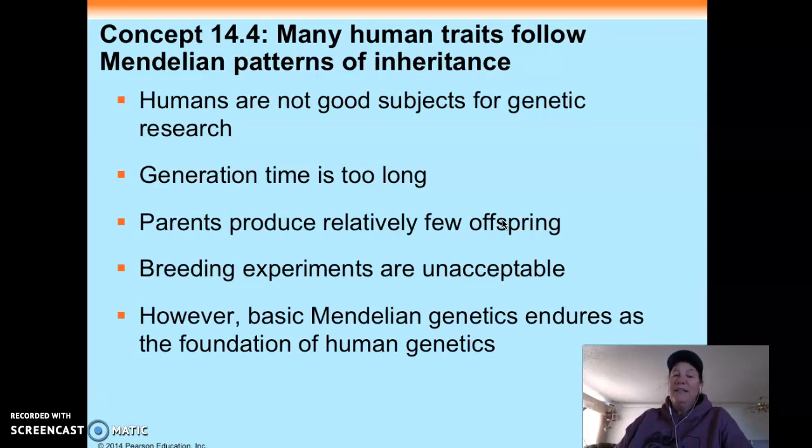But it is the foundation. His basic genetics is the foundation. We still have a lot of traits that are based on one allele or the other, not multiple. We do have variances, but we also have some characteristics that are based on just one or the other.